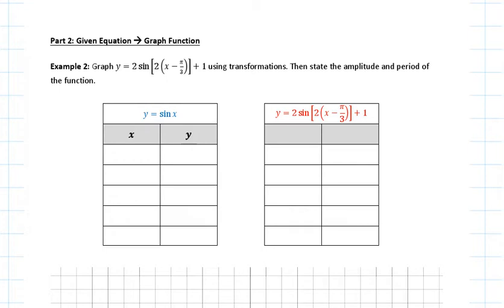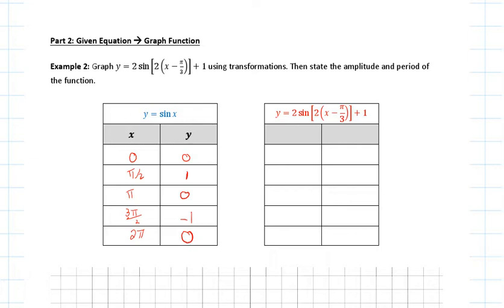So if I have x equals 0, pi over 2, pi, 3 pi over 2, and 2 pi: at x equals 0, y equals 0. At x equals pi over 2, y equals 1. At x equals pi, sine of pi is 0. Sine of 3 pi over 2 is negative 1, and sine of 2 pi is 0. So this is my original function.